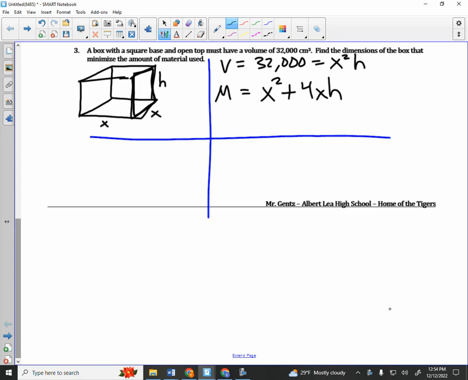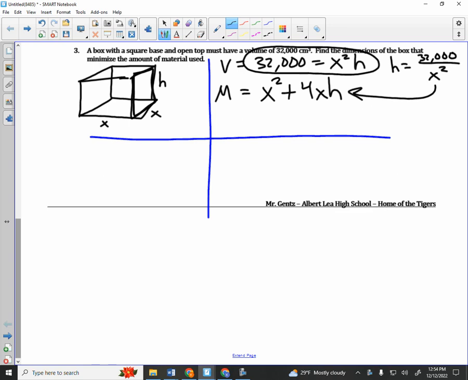Okay, so notice what I've got here. This is different than the other ones, but you notice that I have two equations. They both have x and they both have h. So what I want to do is take this one and solve for either x equals or h equals and plug it in. What's it going to be easier to do? Solve x equals or h equals? h. So I've got h equals what? 32,000 divided by x squared. So that goes in for h.